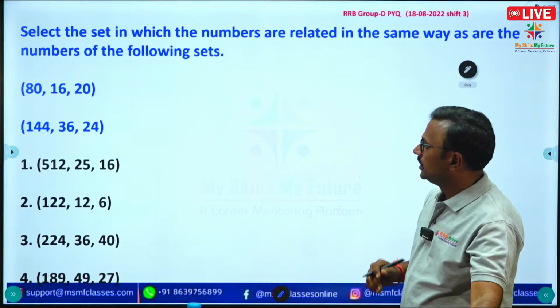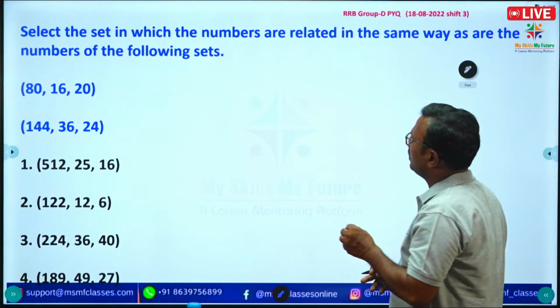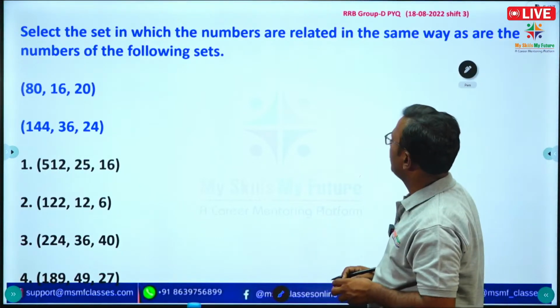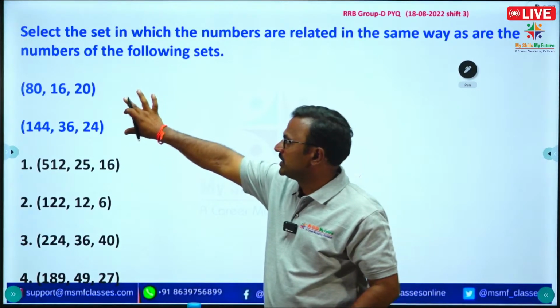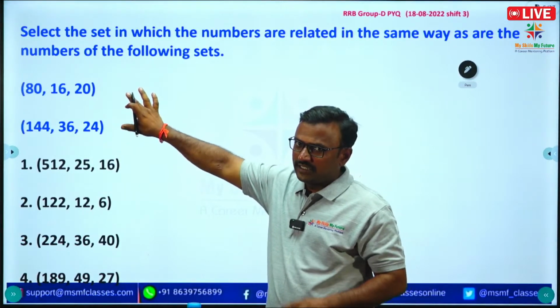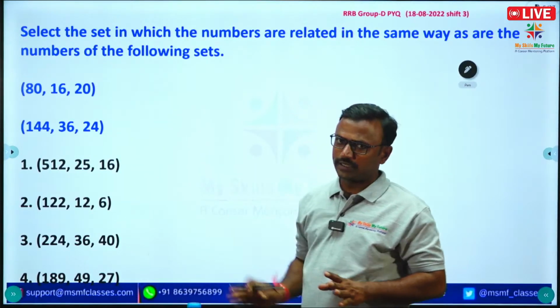Right. See the question here. Select the set in which the numbers are related in the same way as the numbers of the following sets. So there are two sets here, and there is one logic. Which option will satisfy the same logic?